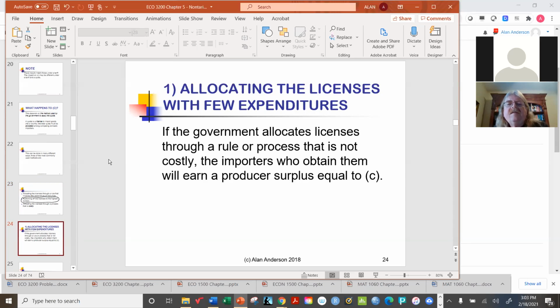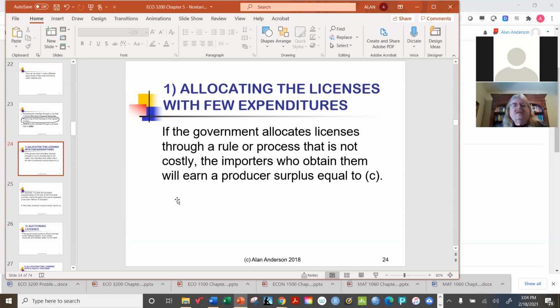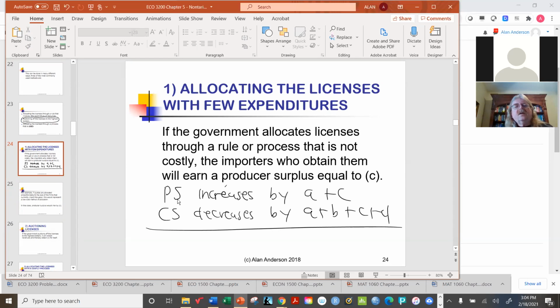How would that be? So if the government allocates licenses through a rule or process that is not costly, the importers will actually add C dollars to their producer surplus. Okay, so now instead of what we had before, instead of producer surplus going up by just A, now it goes up by A plus C. Consumer surplus still decreases by A plus B plus C plus D. So the deadweight loss is not quite as bad, it's B plus D instead of B plus C plus D. So there's some gain in producer surplus, which helps offset the deadweight loss. So this is one possibility with quotas.